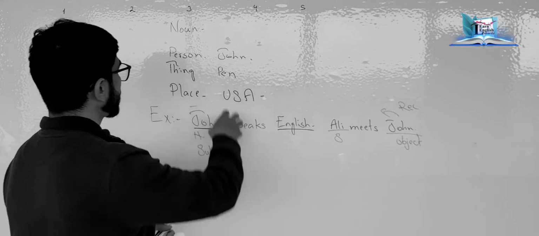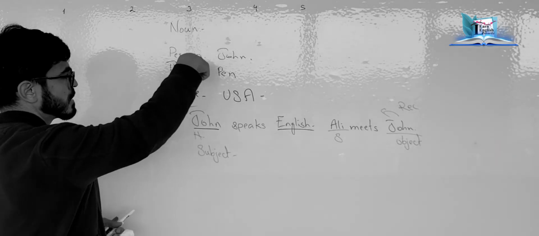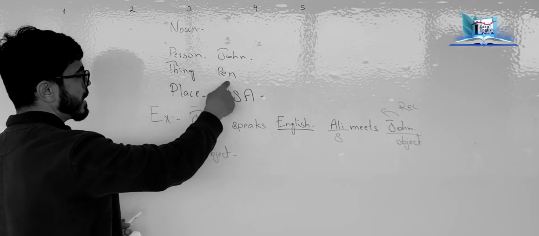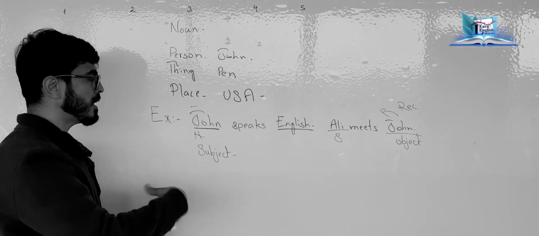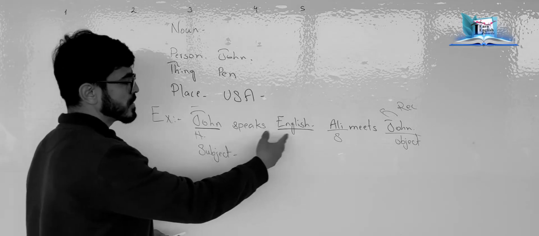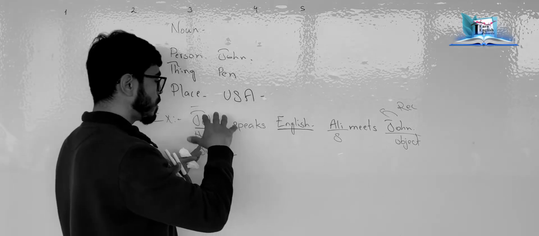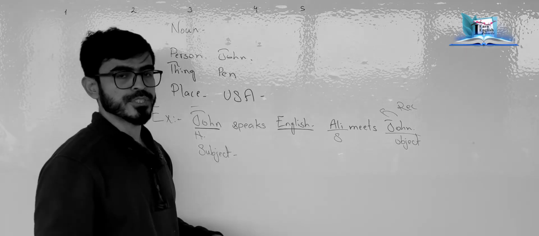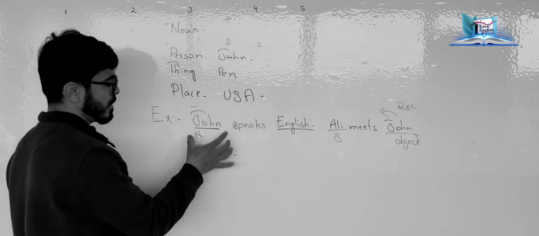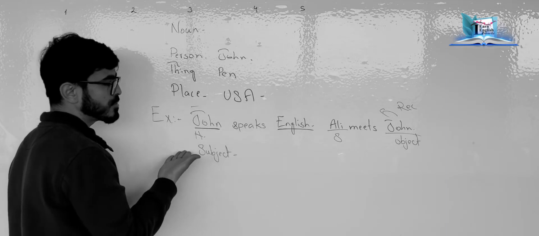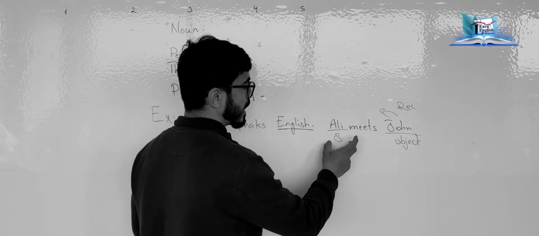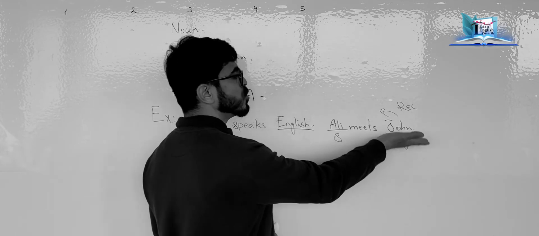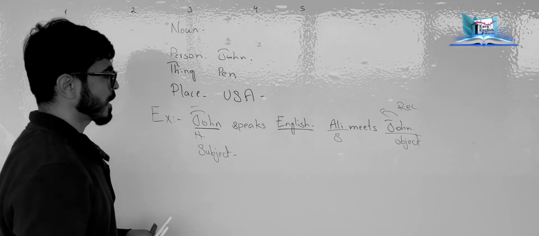So we just talked about the noun. Noun is the name of person, place, and thing. So as person John, I think pen, and place is USA, Germany, etc. For example, John speaks English, or Ali meets John. So noun has a subject function and an object function. So in this sentence here, John does the action, so John is the subject, and here Ali is the subject and John is the object because Ali does the action and John received the action.